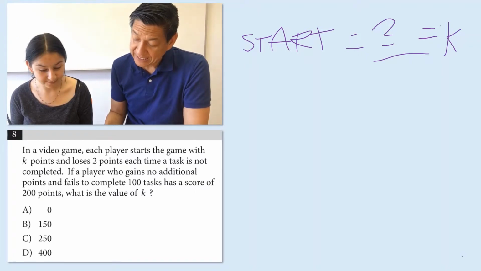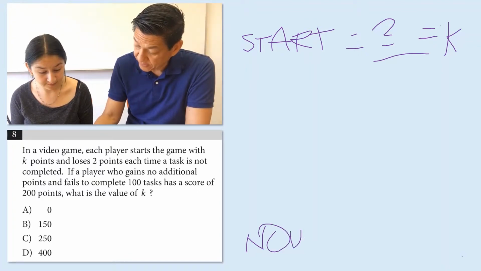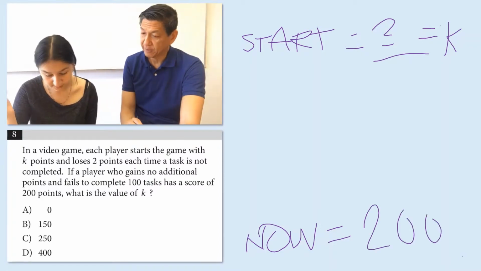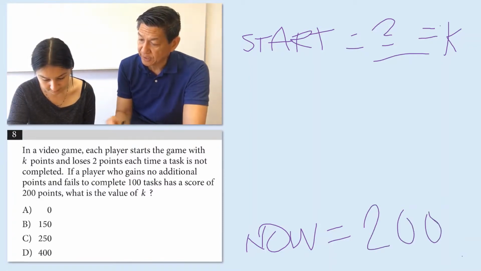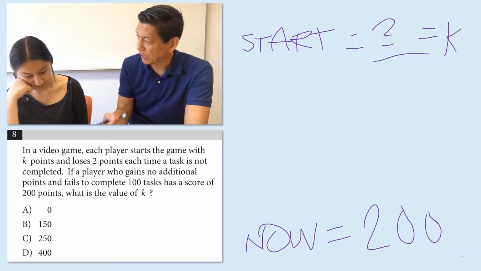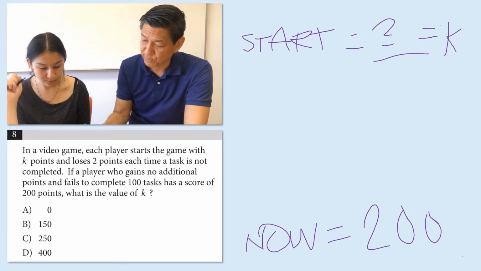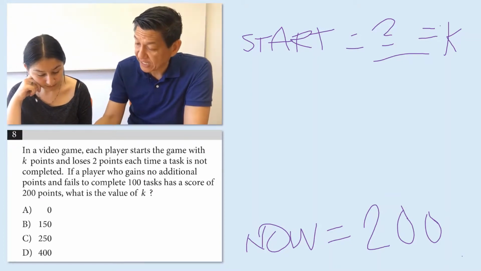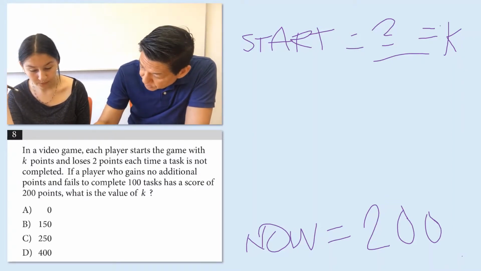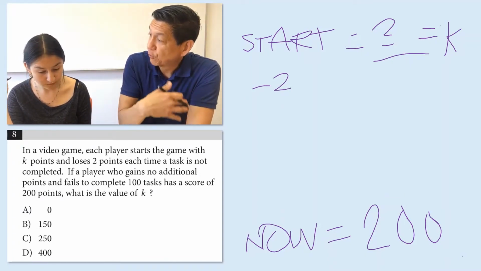And right now, after the player has been playing for a while, how many points does the player have? 200. Great. And between the start, when they had K points, and now, each time the player made a mistake, the player lost how many points? 2. So when the player failed the first task, the score is going to go down by how much? 2. So can I just write minus 2? Mm-hmm. And then on the second mistake, what happens to the score?